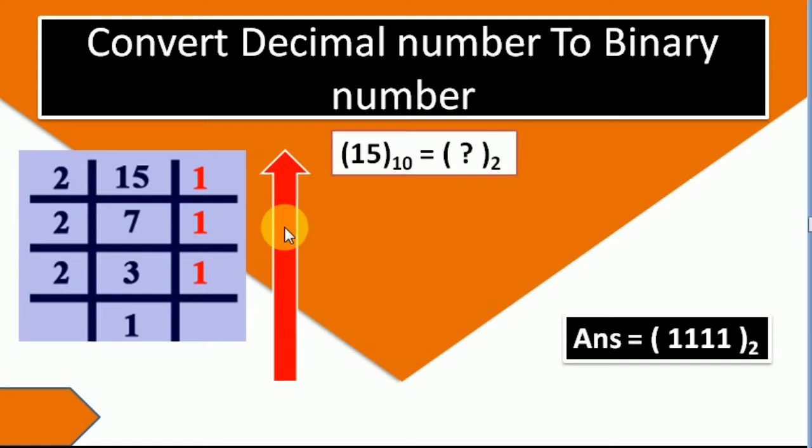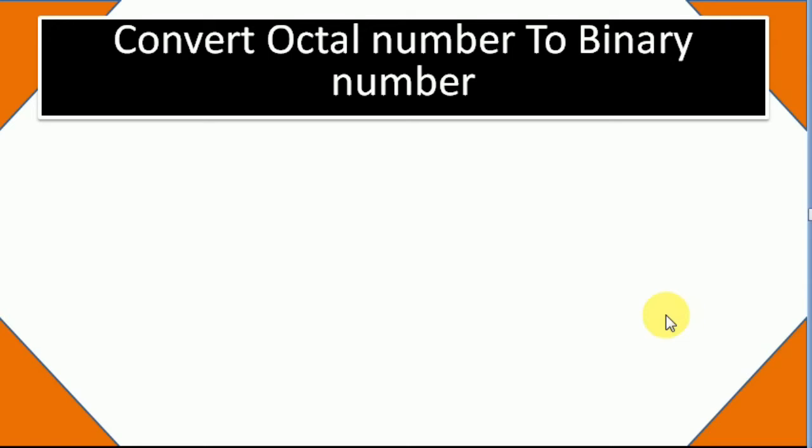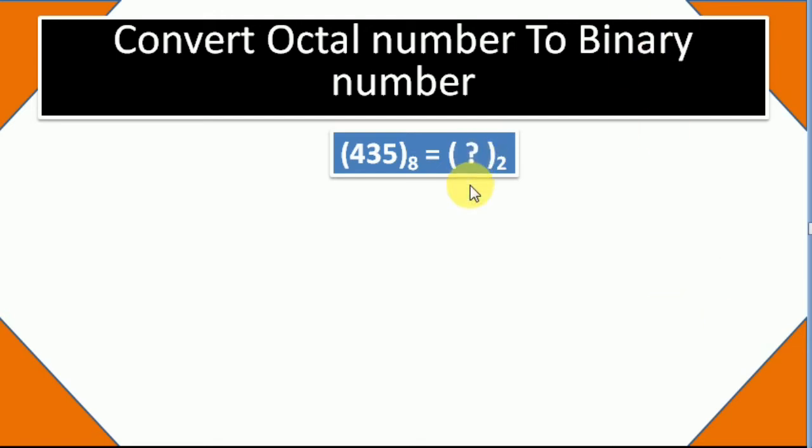I've already explained in the previous topics, so you know how to find the binary of a decimal number, and now how to convert an octal number to a binary number. Here it is, 435. It's an octal number, and we need to convert it to a binary number.